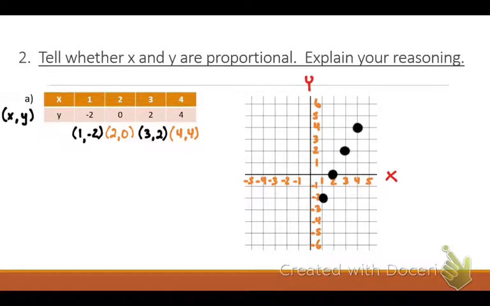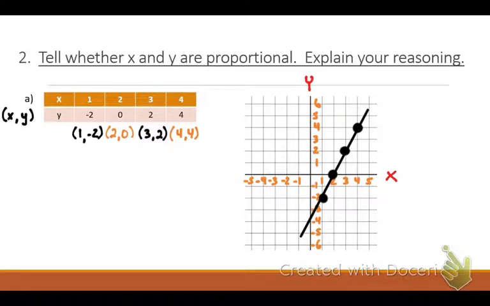Okay, so the next thing we're going to do for this part is we're going to connect the dots. Basically, we're making a straight line. It doesn't have to be perfectly straight, just try to make it as straight as you can. As you can see, the line would keep extending further up and further down.